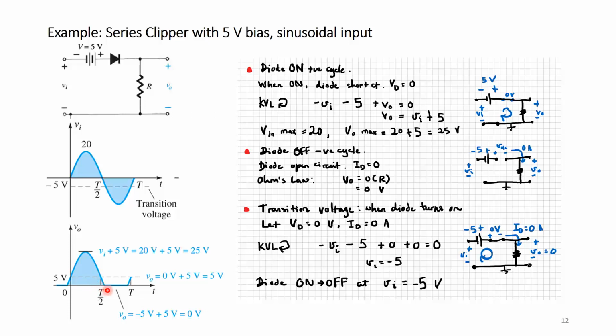Now, right after that, when V in reaches negative 5 volts, at this point, the diode becomes non-conducting. And when it is non-conducting, V out is equals to 0 volts. When it is conducting, V out is equals to V in plus 5, which is why it reaches up to 25. But when V in is equals to negative 5, which is the transition voltage, V out is now 0 volts. And that's how we get this curve.